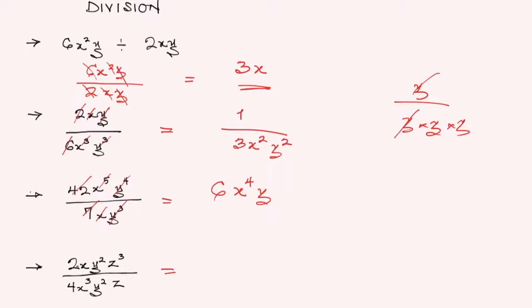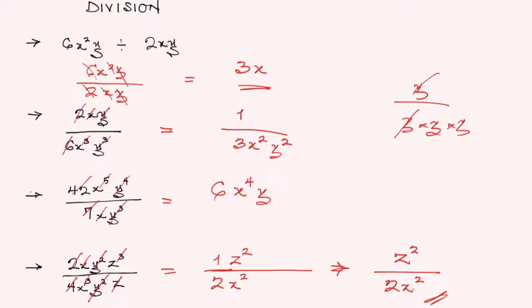For the next one, we have 2 over 4. 2 can cancel out 4 to result in 1 over 2. Now, x here will cancel out the x's here to give us x squared. y squared will cancel out y squared to leave nothing behind. And the z beneath will cancel out the z above here to give us z squared. So we can write our answer as z squared over 2x squared. And that's our final answer.